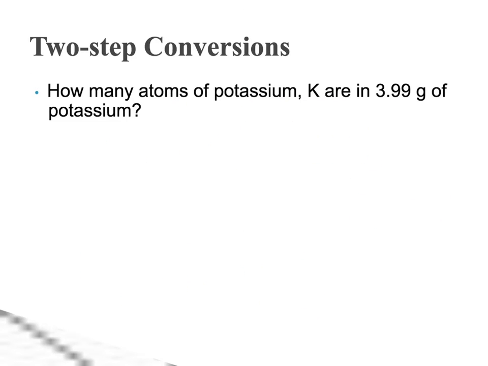All right, let's do some two-step conversions. This time we're going from atoms, or they want to know how many atoms in 3.99 grams. There is no possible way that we can go straight from grams to atoms. So when you see a problem that has atoms in grams or molecules in grams, you're going to have to go through the mole. That will always be the middle step in our problem.